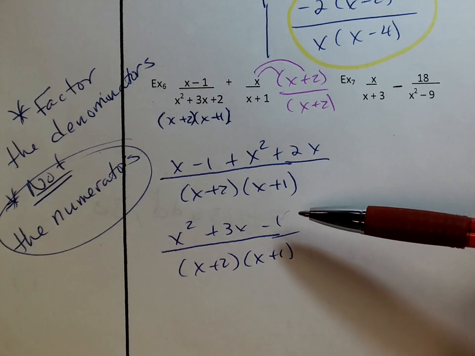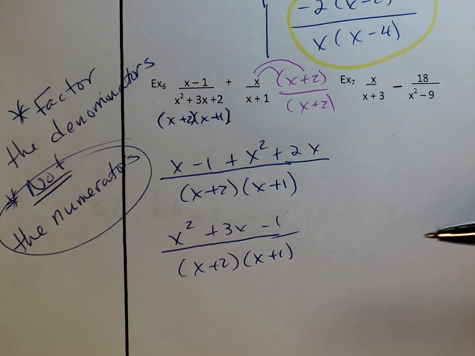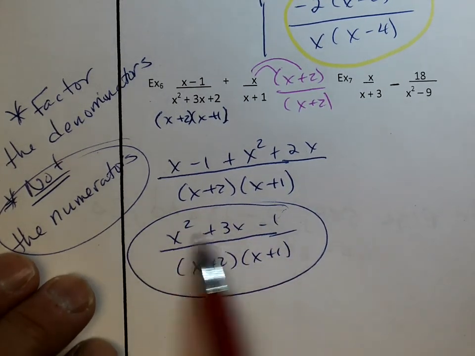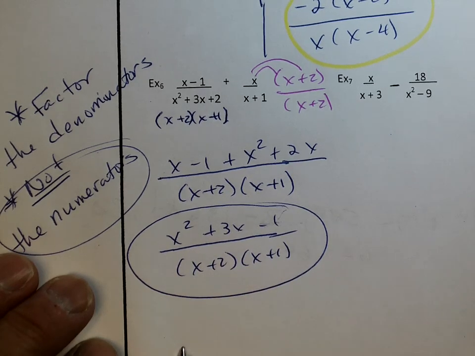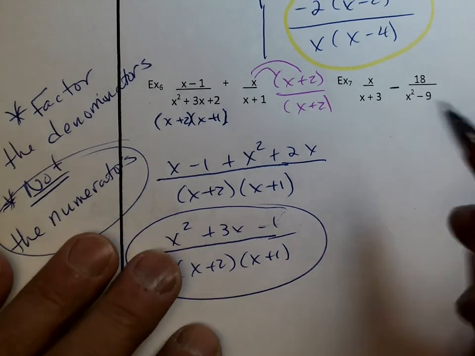We're done. If we could factor it, we'd factor it. If we could cancel, we'd cancel. But we're done. Because we can't factor, we can't cancel, we're done. Okay, how am I doing? Thumbs up? So, example 7.